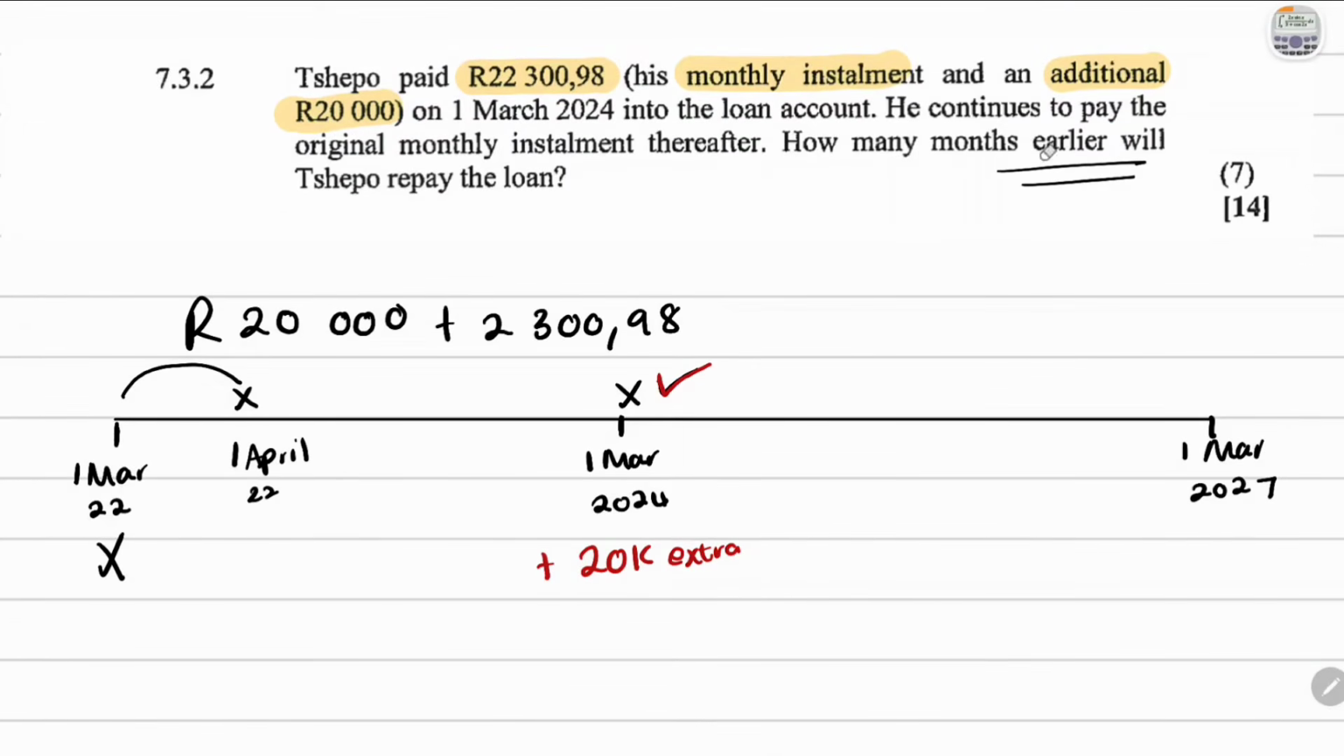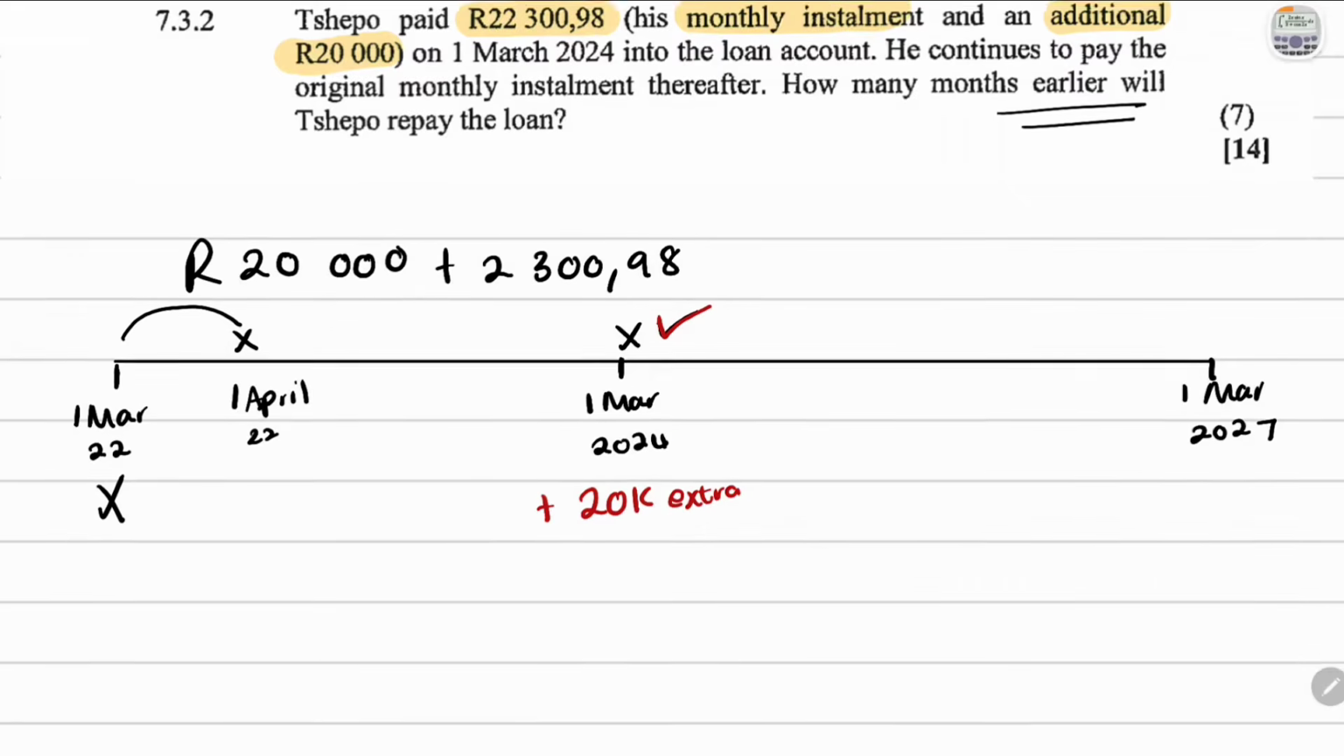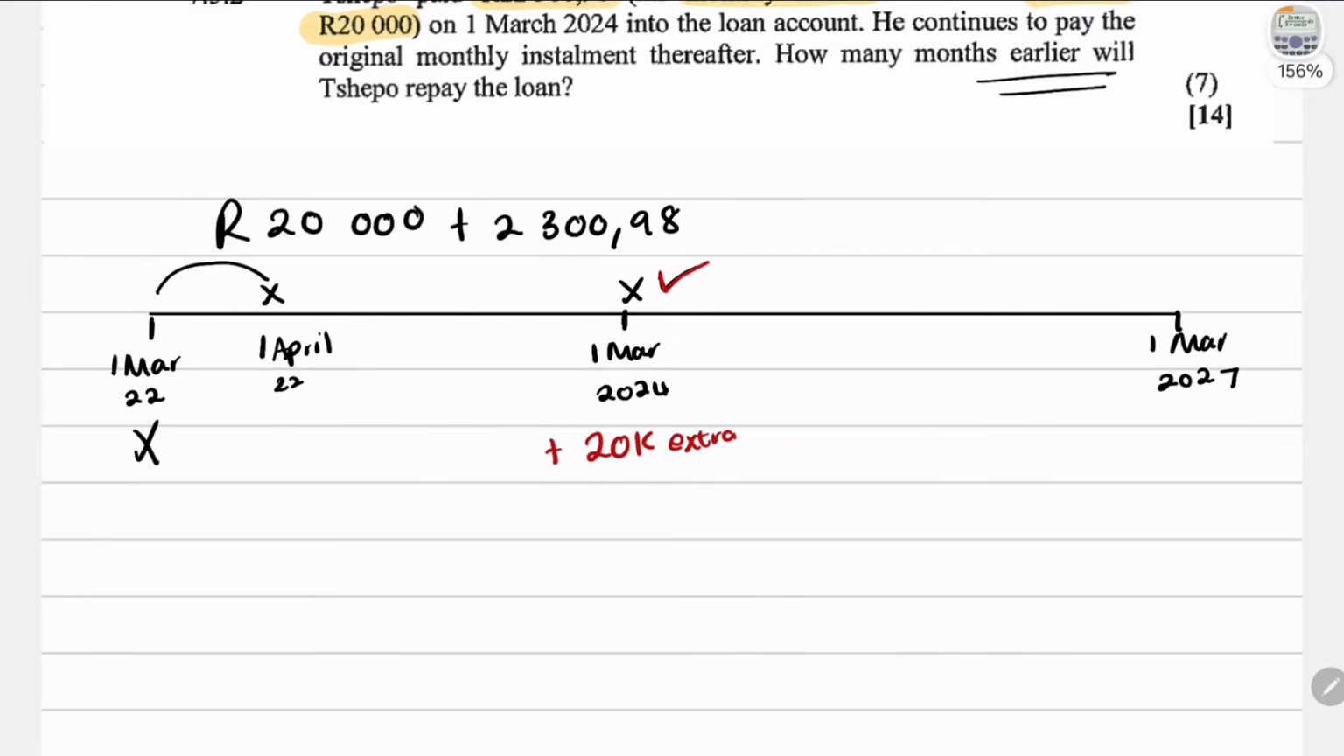And then he continues to pay the monthly installments, and then we need to find out how many months earlier is he going to finish this loan because of this extra 20K. The thing about this is we are now assuming that Tsepo has paid for all of these other installments. And then they just counted this as a very important point because this is the point where he makes a payment on his installment but adds 20K extra.